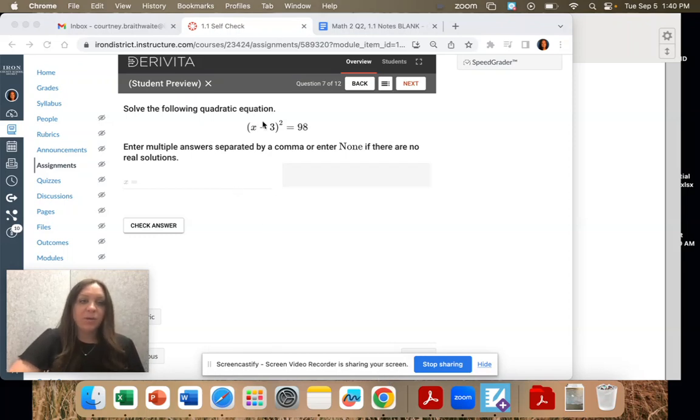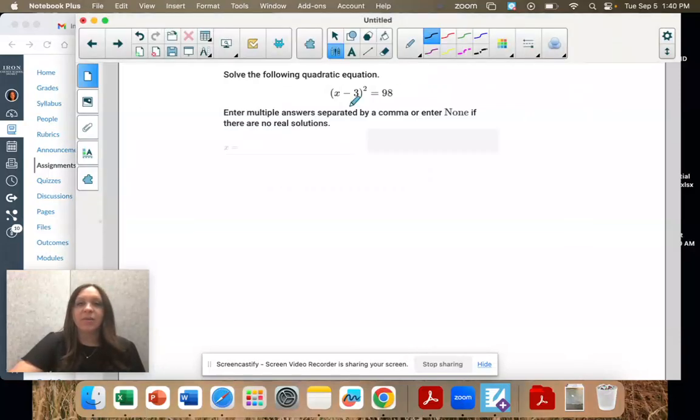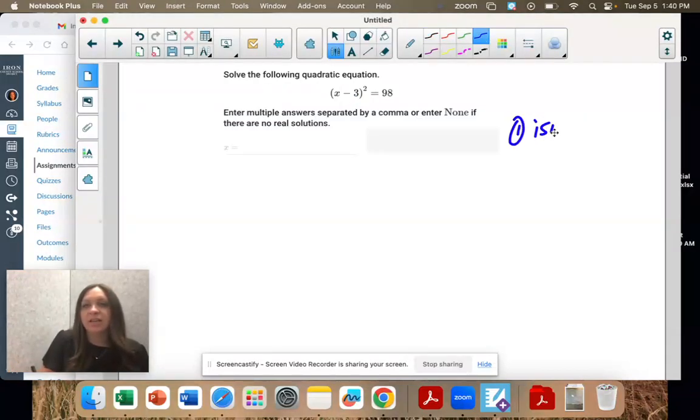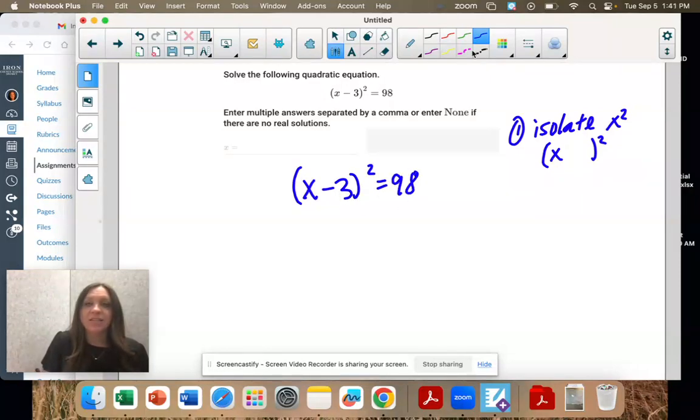Solve the following quadratic equation. Enter multiple answers with commas. So same thing. Our first step is to isolate x squared. But when x is in the parentheses squared, that's good enough. That means we're ready to take the square root of both sides. So square root, we have a square and a square root that cancel, and we're left with what's underneath.